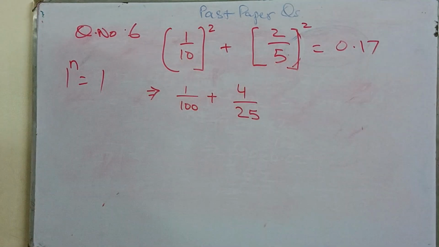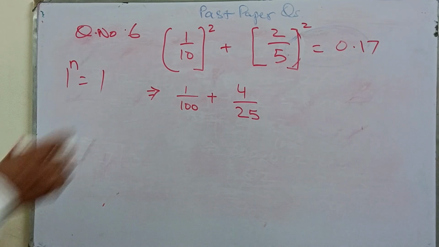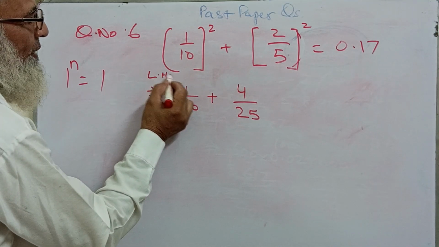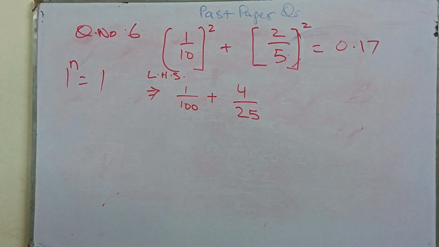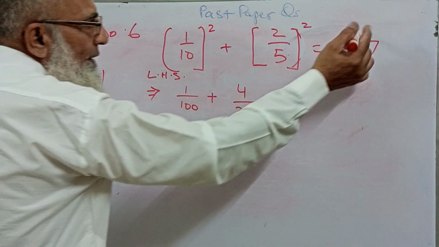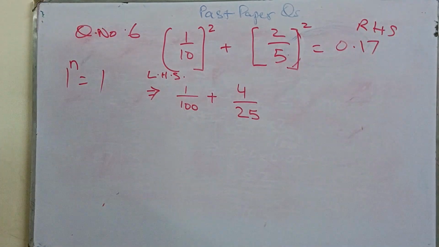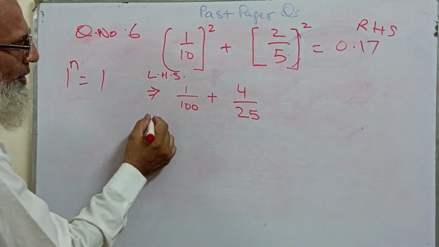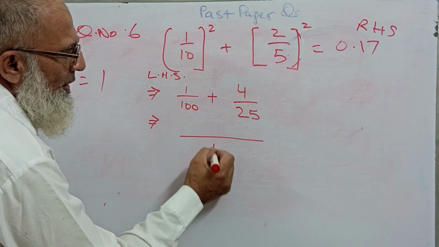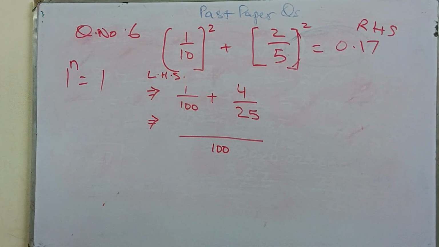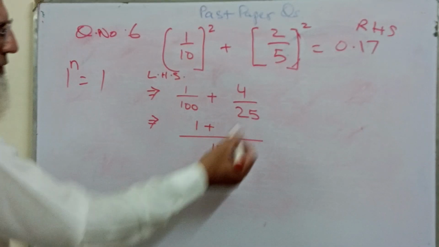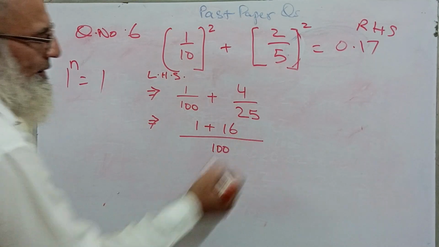Now I have opened both the square brackets. These are the brackets which were squared. So I have taken the left hand side, and I have to prove this left hand side equals the right hand side. Now this is the right hand side. Now we'll proceed with the bigger denominator because it is from the same table. It will become 1 plus 4 times 100, 25 and 4 times 100, and 4 times 16.